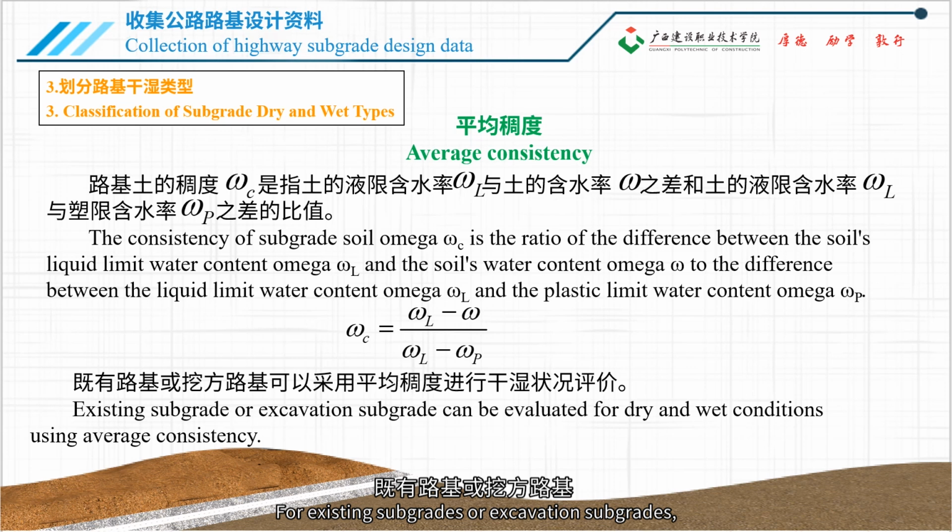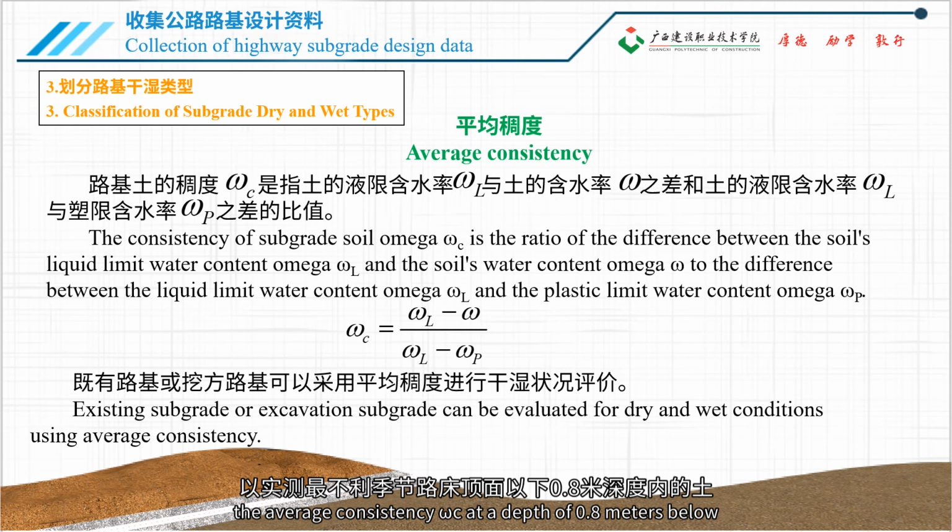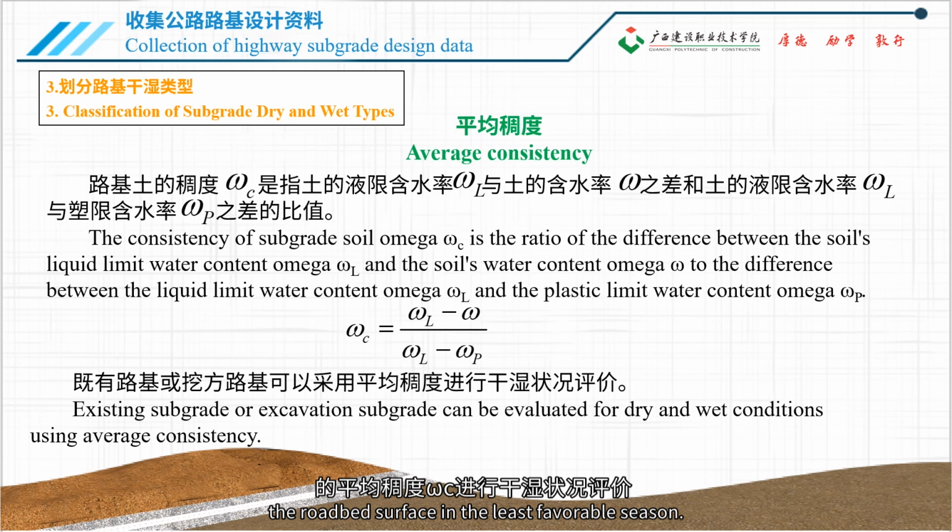For existing subgrades or excavation subgrades, the dry and wet conditions can be assessed using the average consistency ωC at a depth of 0.8 meters below the roadbed surface in the least favorable season.